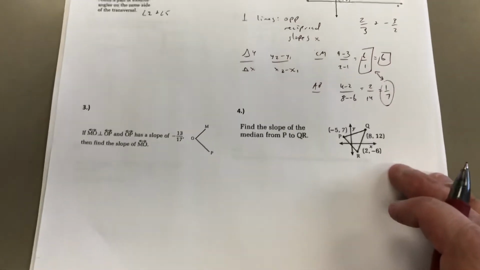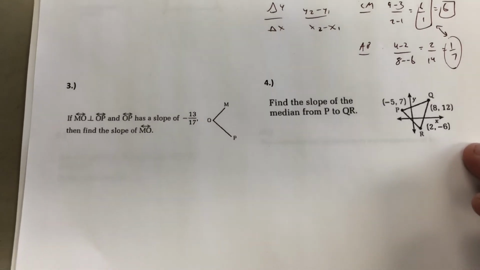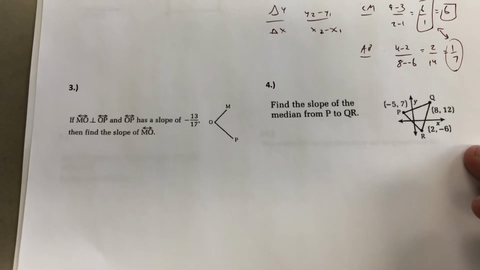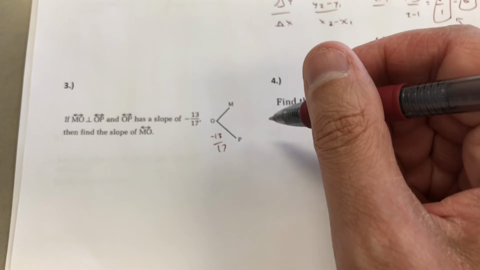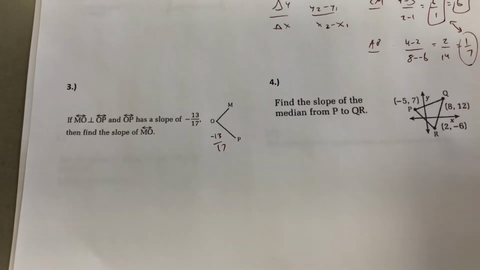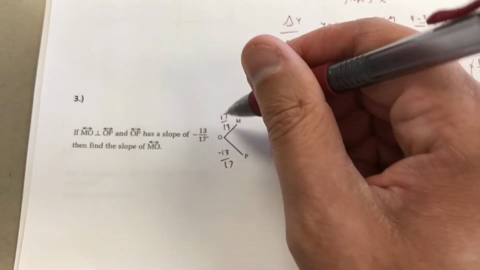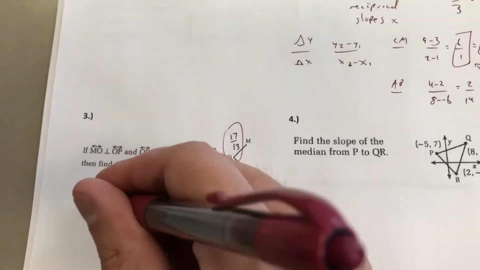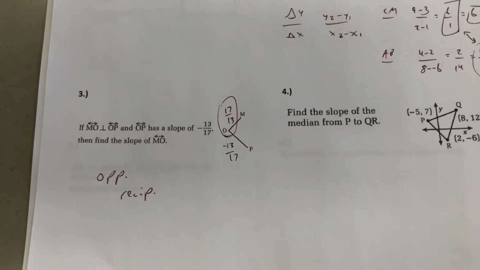All right. Let's see. It tells us that these lines are perpendicular. OP has a slope of negative 13/17, and if these are going to be perpendicular, that means that MO has to have an opposite reciprocal slope. So that would be positive 17 over 13 would be our slope. So opposite reciprocal slopes is what we have going on there.